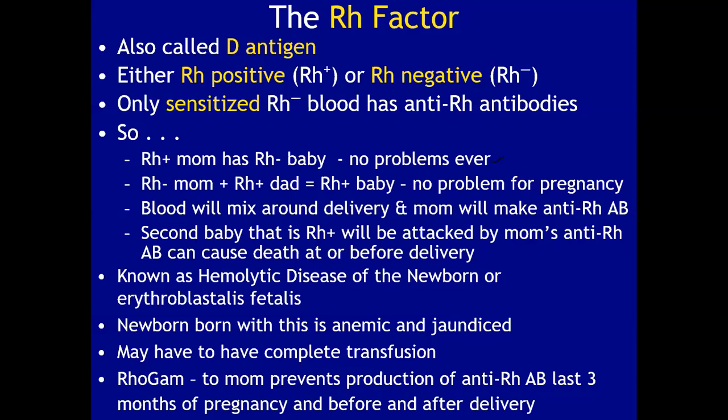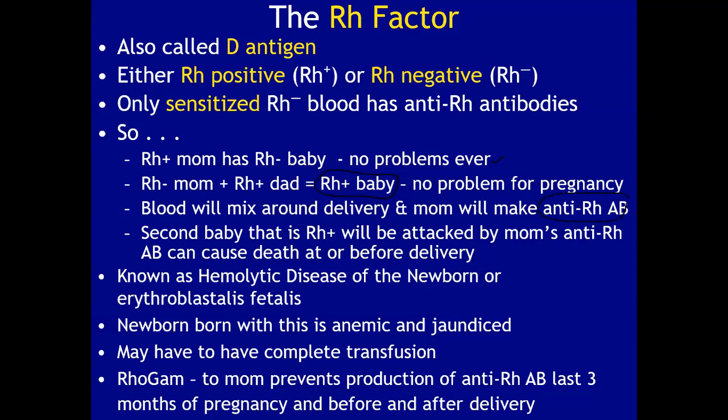But if the mom's Rh negative and the baby's daddy is Rh positive, and the baby's Rh positive, here's the deal. Here's the Rh factor right here. The first pregnancy is not a big deal. But there's a problem. When the baby's born, the baby's Rh positive blood is going to mix with mom's, and mom is going to make antibodies to Rh because she's Rh negative. She's seen Rh positive blood. She knows it's foreign. It's been in her body. She's going to make antibodies to it.